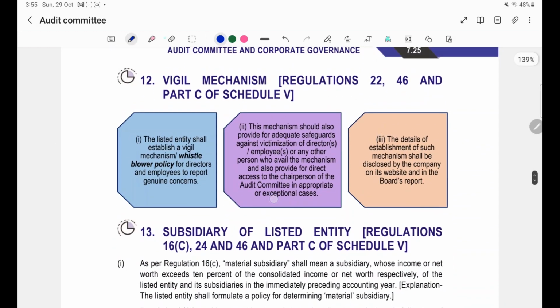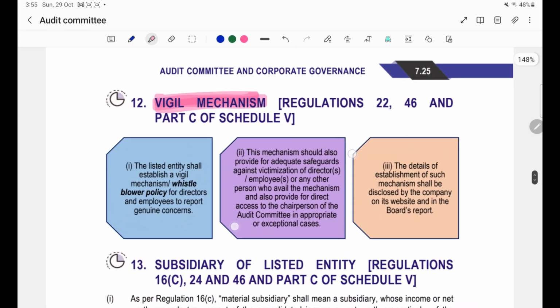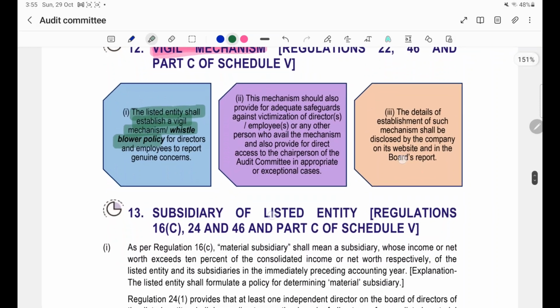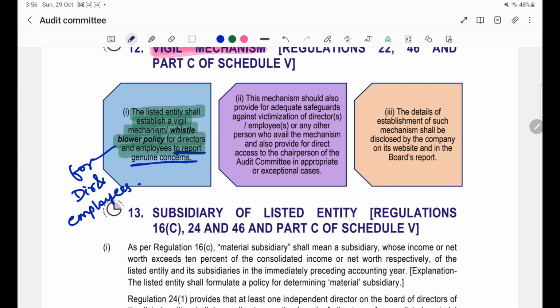Now there is the vigil mechanism. So in the vigil mechanism, what is given? The listed entity shall establish a vigil mechanism, also known as the whistleblower policy, for directors and employees. For whom is it there? For directors and employees. Why is it there? To report genuine concerns. Then this mechanism should also provide for adequate safeguards against victimization of directors or employees.